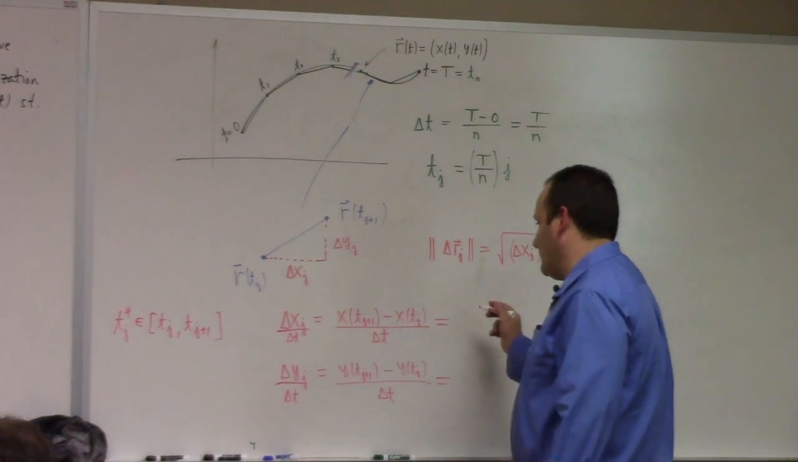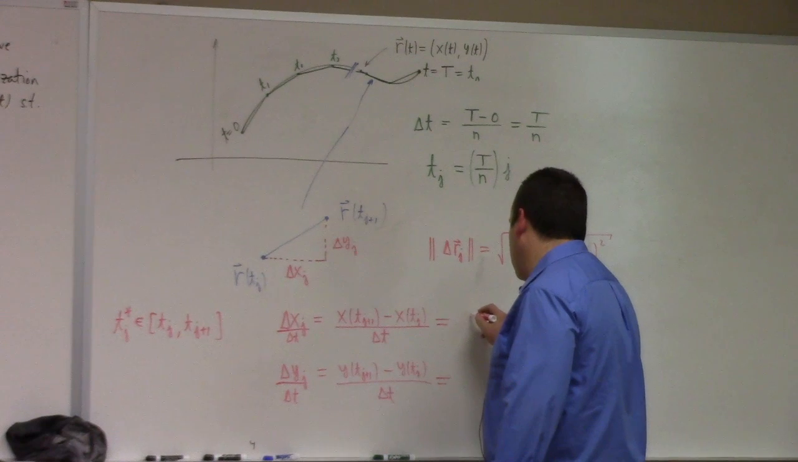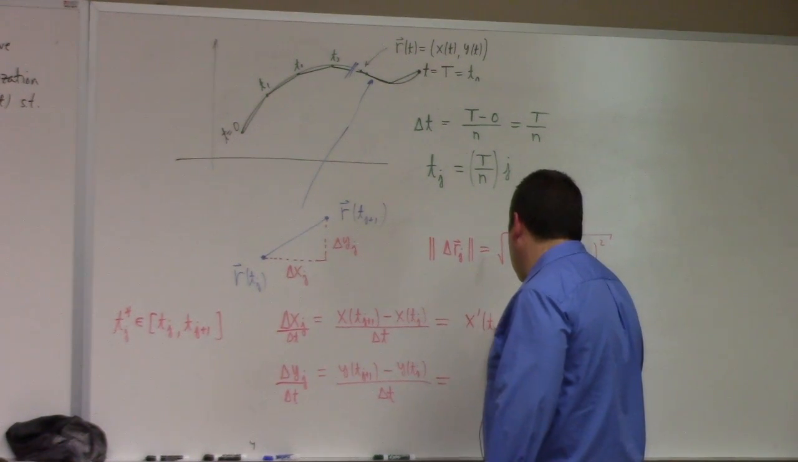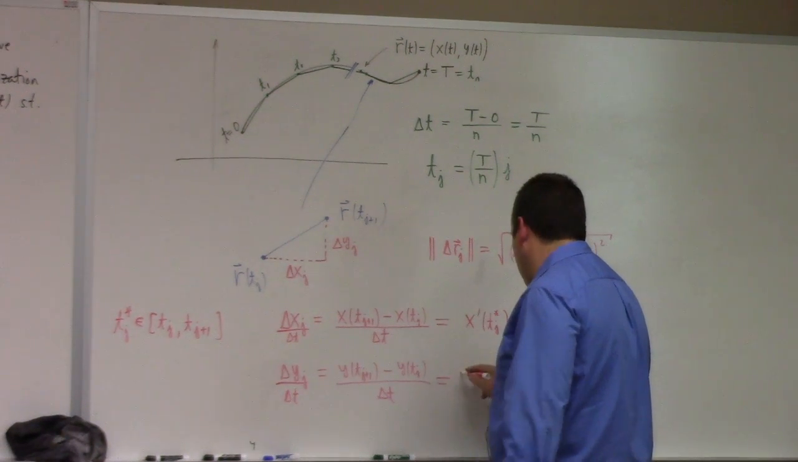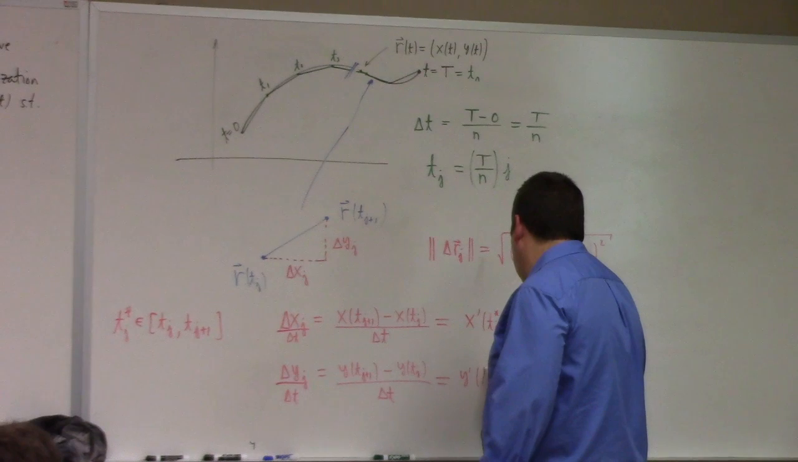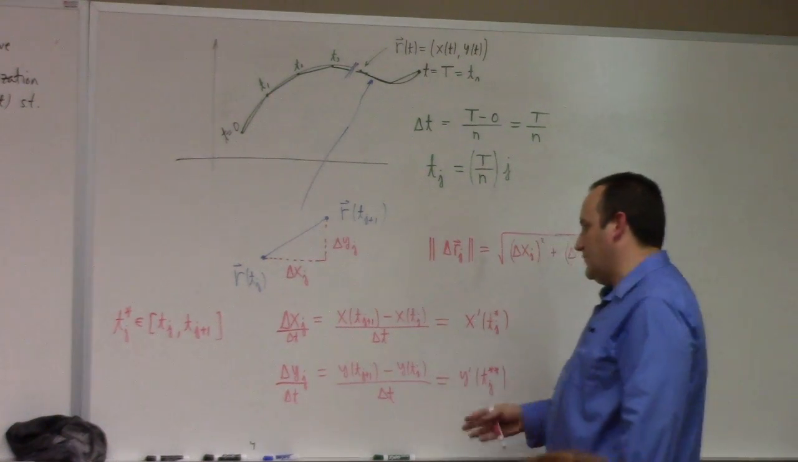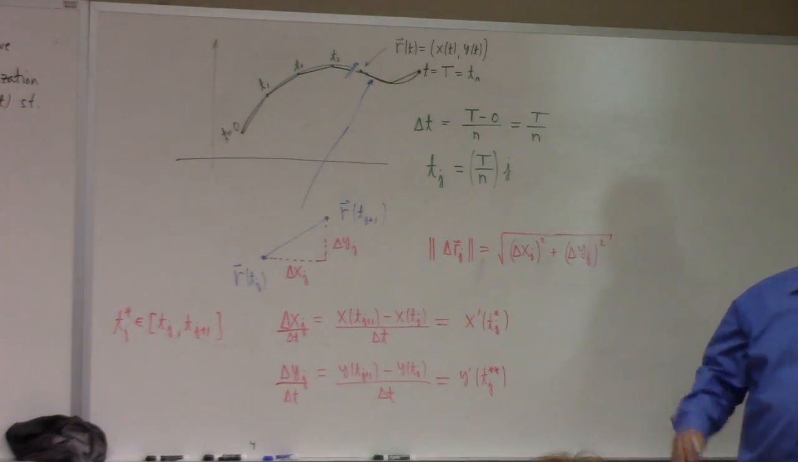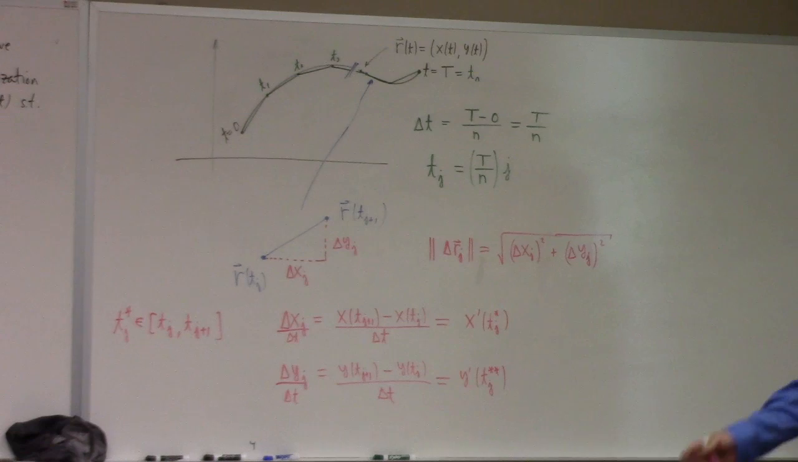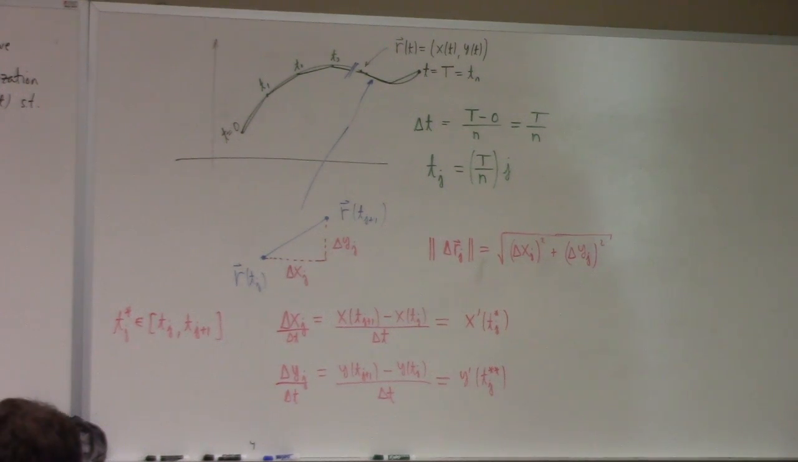So in other words, this is equal to x prime of tj star for some time. We don't know what time, it doesn't matter. There's some time in there that works, and y prime of tj star star. And to be fair, I don't know that they're the same time. These are separate applications of the mean value theorem. They could give you different times where the average rate of change matches the instantaneous rate of change.